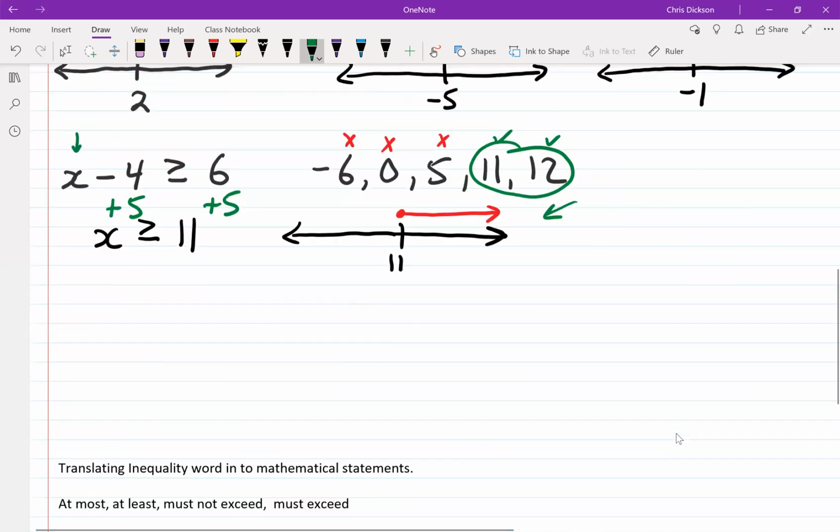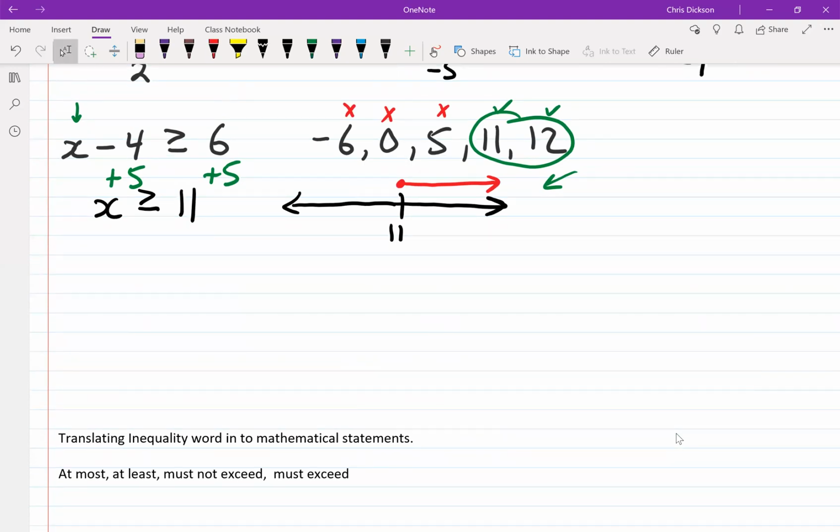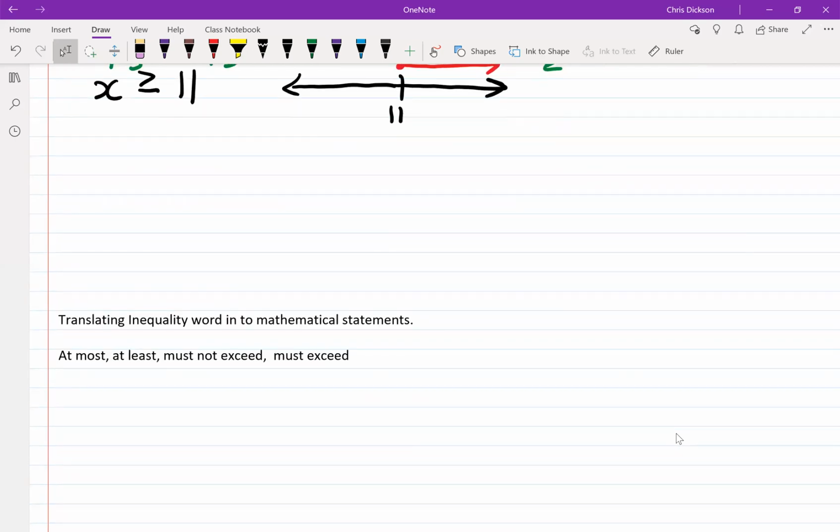Okay, so I'm going to move on to translating inequality statements into words here. So a few other words that we sometimes relate with inequalities, besides things like less than or greater than or not equal to, are words like at most or at least, must not exceed, must exceed. And those are still the same symbols we used above, but I'd like you to write down which symbols you think these are. So what do you think the symbol would be for at most, or the symbol for at least, or must not exceed? And I'm going to write a sentence here and see if you would agree with this statement.